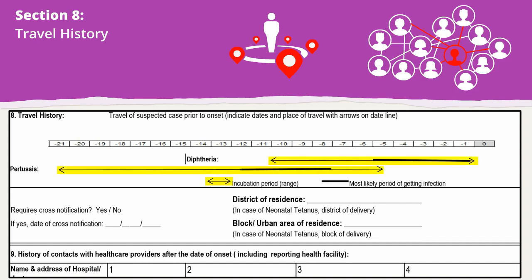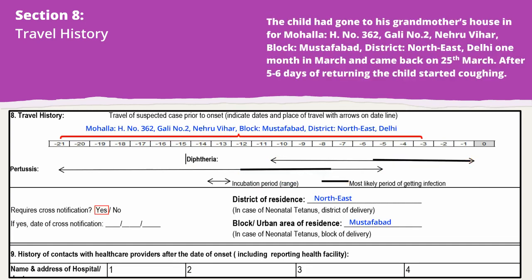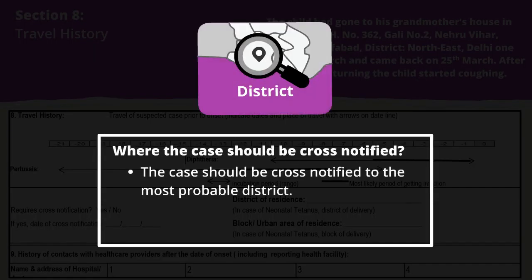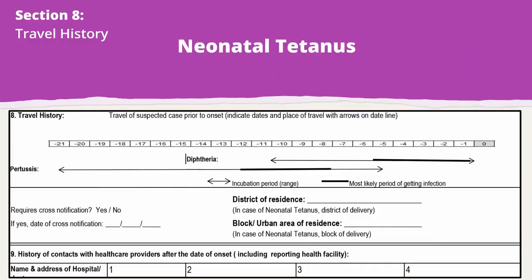The arrows show the range of disease-specific incubation period, and its thick part is the most likely period of getting infection. Take complete travel history in each case for their travel during incubation period and write the addresses in the CIF. Based on travel history, the case should be cross-notified to the concerned district. Epidemiological field investigation should be done in the cross-notified district. In a neonatal tetanus case, the district of residence is the district where the child was delivered.